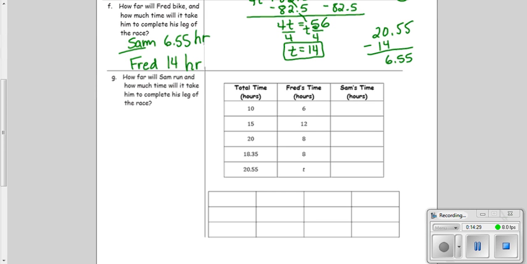So we've calculated the amount of time each person takes on the race. The next thing that we want to do is find out how far Fred biked and how far Sam ran. So we'll go back to our distance formula. Distance is equal to rate times time, and we'll substitute what we know. For Fred, the distance is equal to 8 miles per hour times 14 hours. And so Fred's distance is 112 miles.